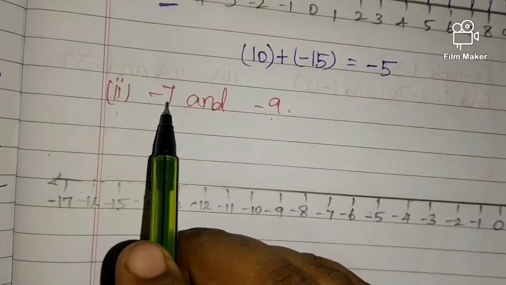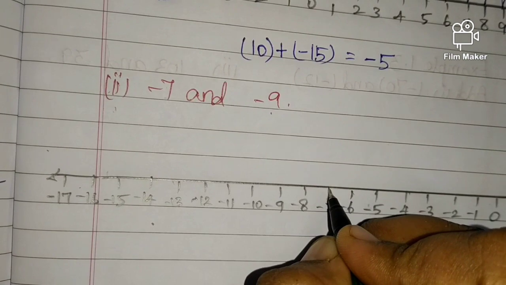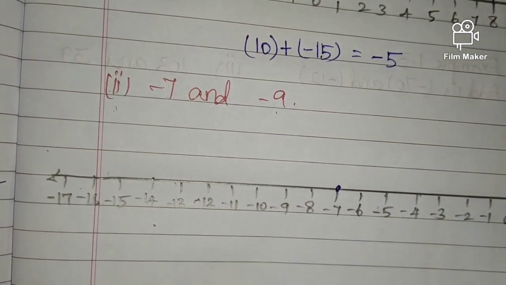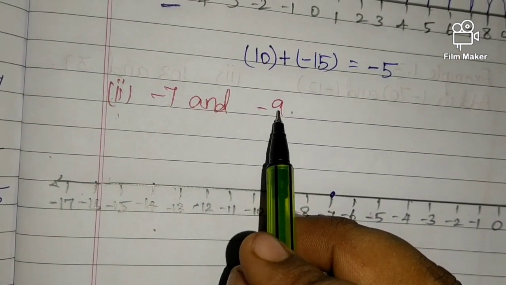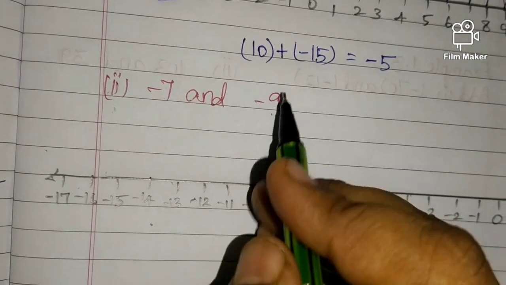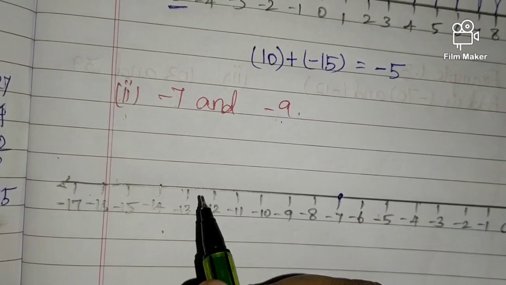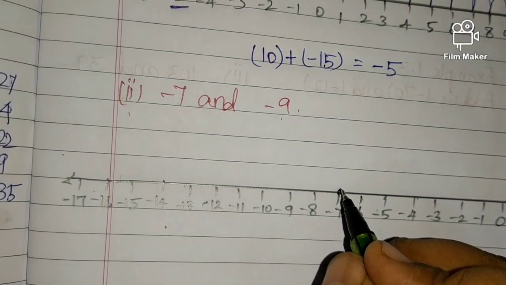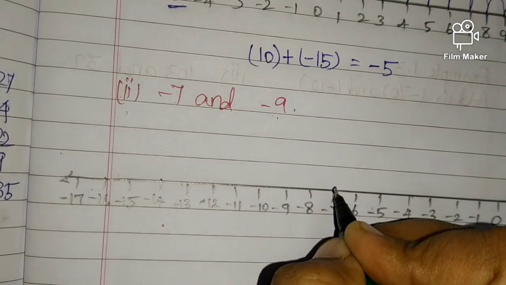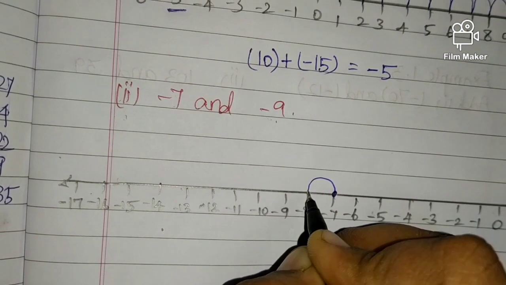Okay, first number is minus 7. So as I said before, you just keep your finger on the minus 7. Minus 9 times we just want to move. So here minus 9 they gave, so we want to move to the left side. From minus 7, 9 times you should move to the left side.